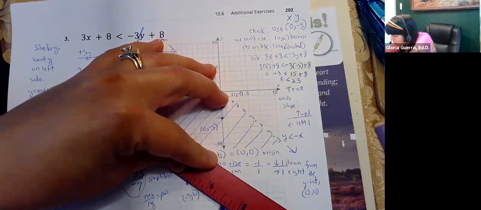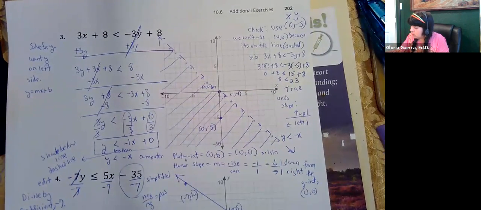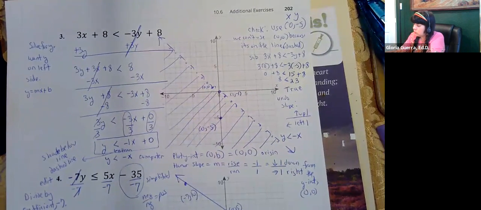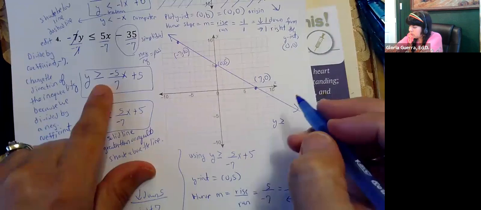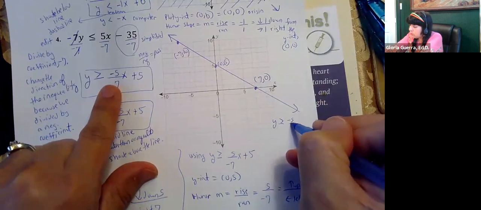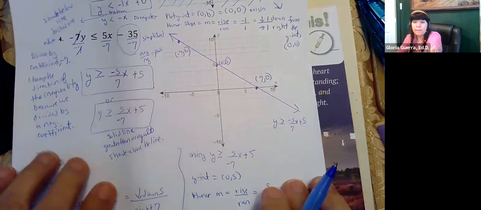Solid line. And I'm going to use y is greater than or equal to. It doesn't matter which one I name, I'm just going to name this one -5/7x plus 5. And we're shading above the line.